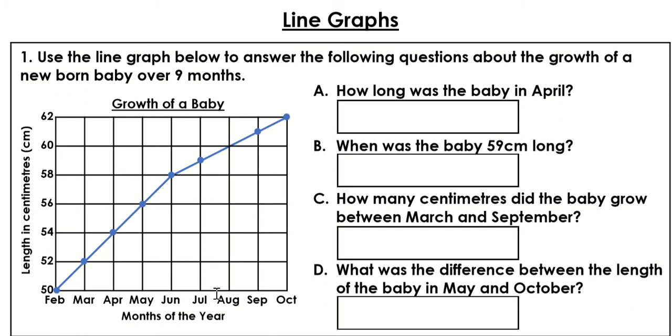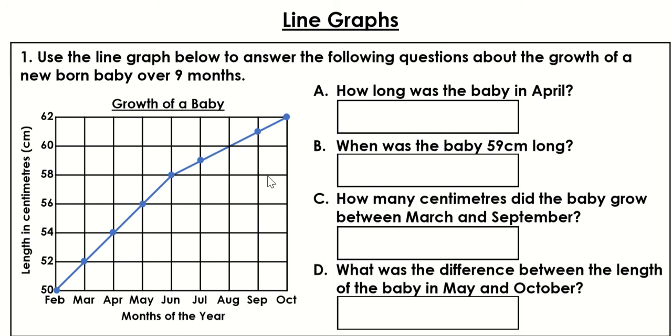What we can deduce from this line graph already is that this baby was obviously born in February, because that's the very start of the line graph, and that it was 50 centimetres long when it was born. The one thing we can't tell you is if it was a boy or a girl. So we know that from just looking at our chart. So, question 1a. It's not a chart, it's a line graph. Forgive me. 1a. How long was the baby in April?